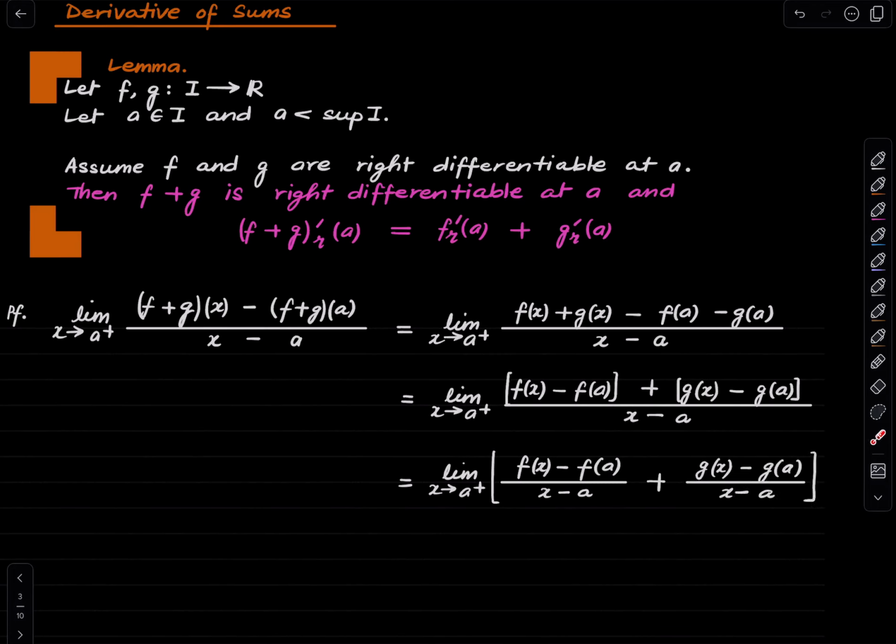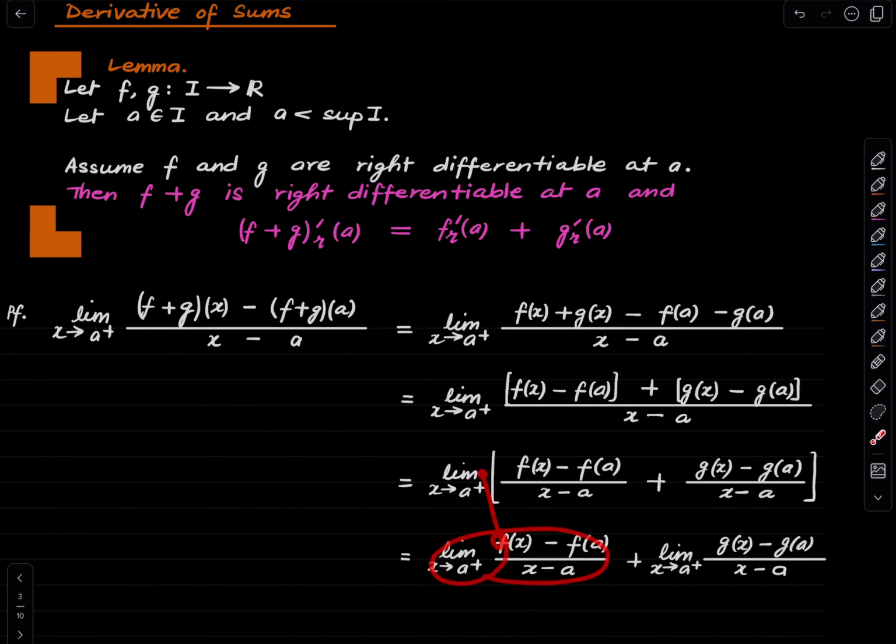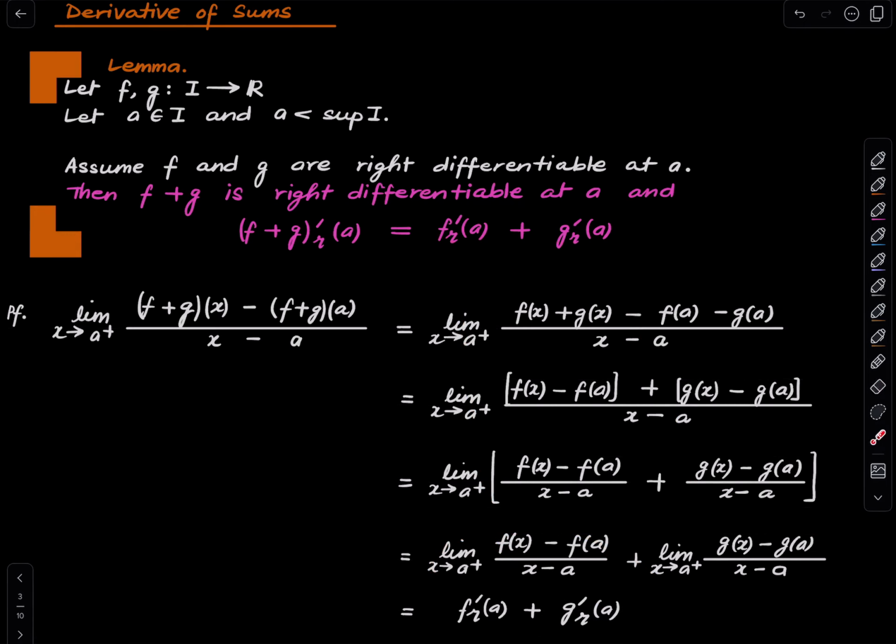And now we know the limit of this as x approaches a from the right exists, and the same for this. Therefore, this exists, and in fact, the limit just distributes. So this expression is the same as this, and that's it. This is equal to the right derivative of f at a. This is equal to the right derivative of g at a. Very straightforward, but also very useful.